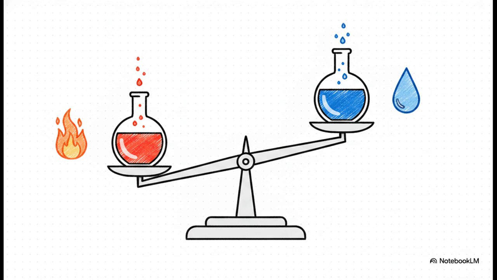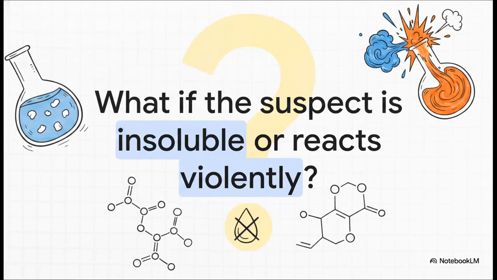Acidimetry uses a standard acid to interrogate a base, while alkalimetry uses a standard base to interrogate an acid. The tool you choose entirely depends on the nature of the suspect you're investigating. You always fight fire with water, so to speak, using opposites to find the balance, or what chemists call the equivalence point. So, everything we've talked about so far relies on water as the environment for our interrogation.